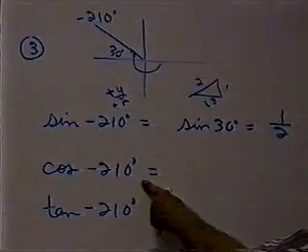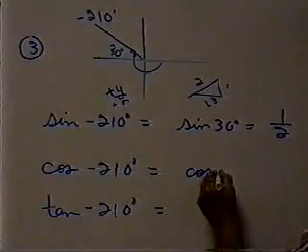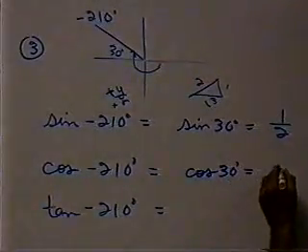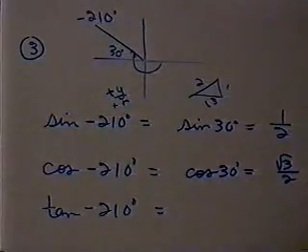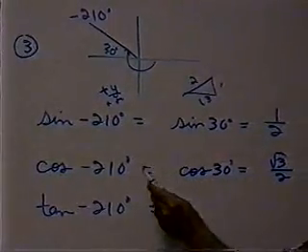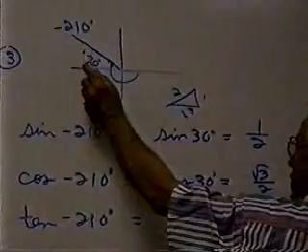Cosine of 210. Cosine of 210 is the cosine of 30 degrees. All right, so that's the square root of 3 over 2. We'll get that now. Now let's go back to plus and minus. Minus 210 is here.